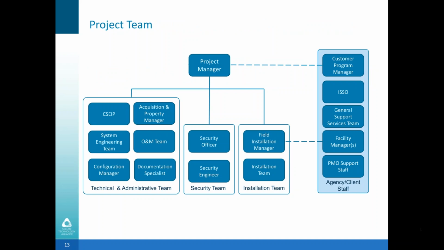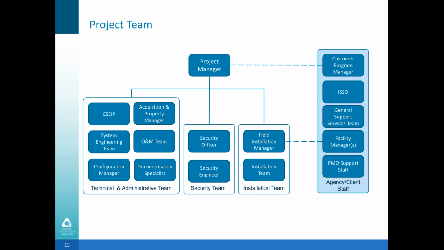So here we have an example of an organization chart for the project team. We have the project manager, of course, who has oversight of supporting teams on the project that include the technical and administrative personnel, security personnel, and installation personnel. And the project manager also has a responsibility for being the liaison and communications focus to the client-side program manager or system owner, who also, as you can see, has a set of team players.